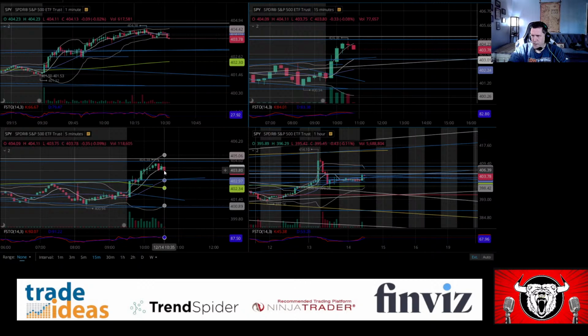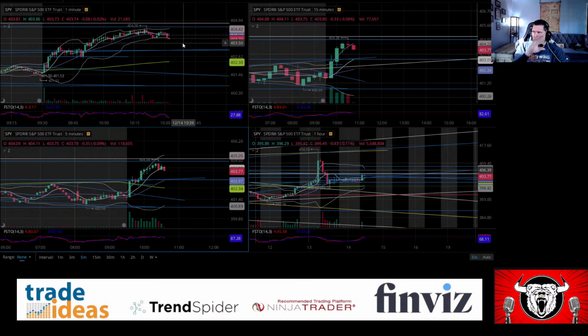This 5-minute candle's targeting 403.50. If this rolling top breaks over, that's where it's going, 403.50. There's a pivot right there, also at about 403.65, maybe a little 62.